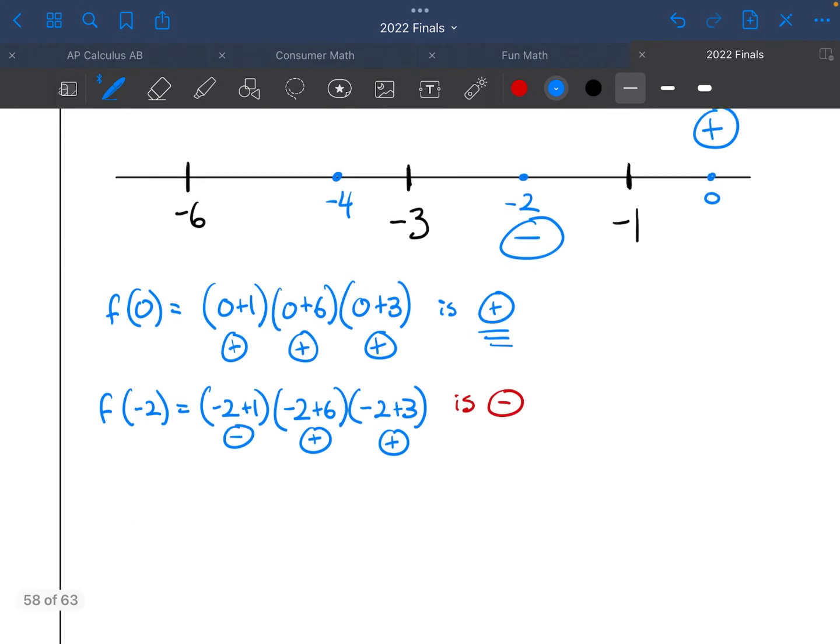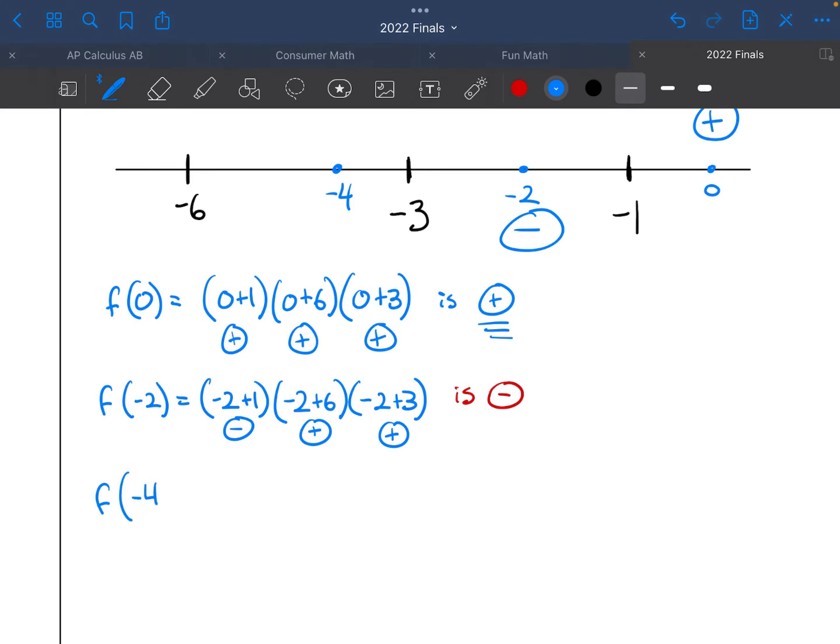So when I plug in -4, I'm going to do f of -4. Let's see what happens. This is going to be -4 plus 1 times -4 plus 6 times -4 plus 3. Let's check if these are positive or negative. -4 plus 1 is negative. -4 plus 6 is positive. -4 plus 3 is negative.